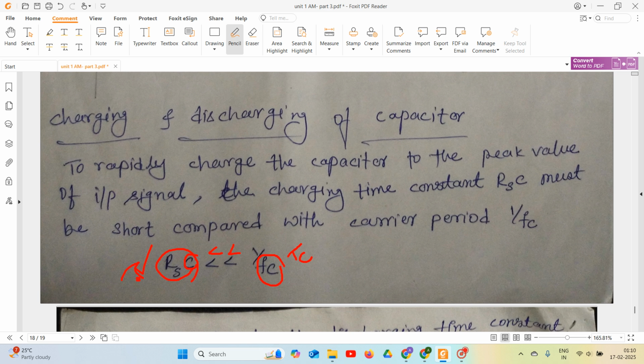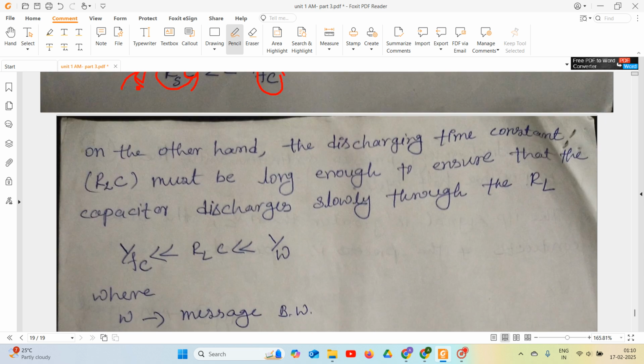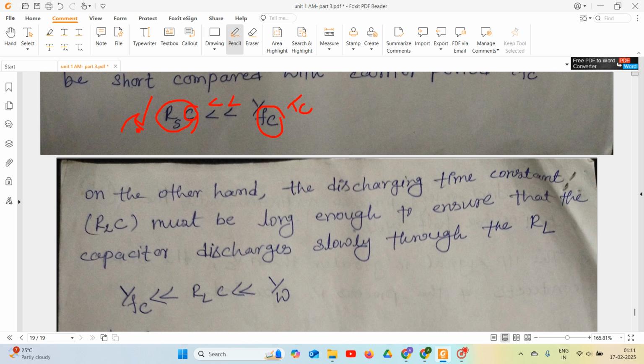So during the discharging time period, what happens? At the input side we take Rs times C, but for the discharging time we take the load resistance RL. This is the difference: the charging time period is calculated using the source resistance, and the discharging time period is calculated using the load resistance RL. It has to maintain this condition.